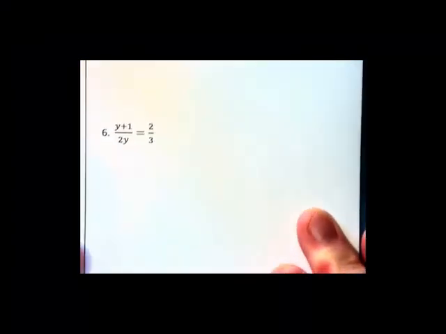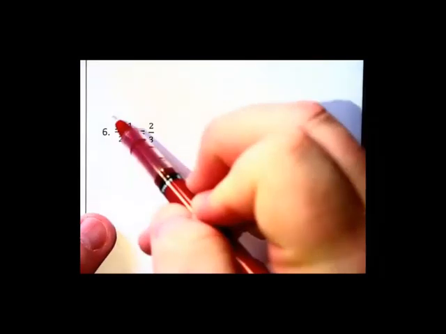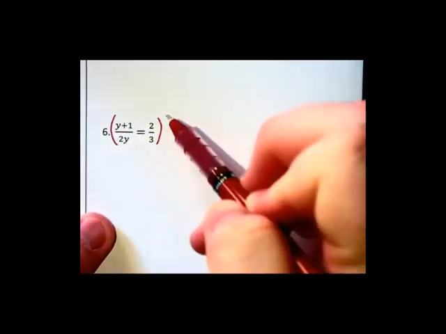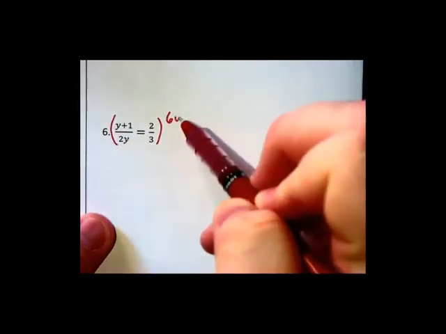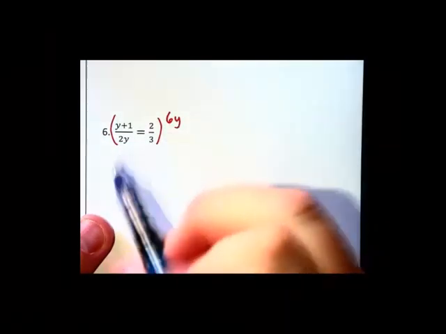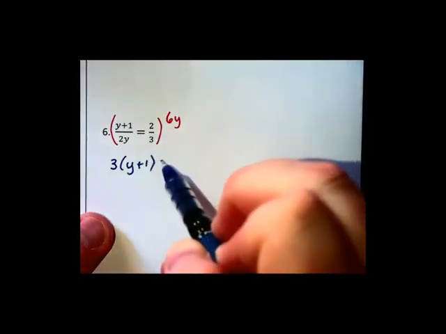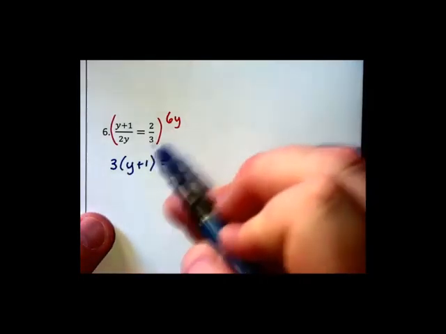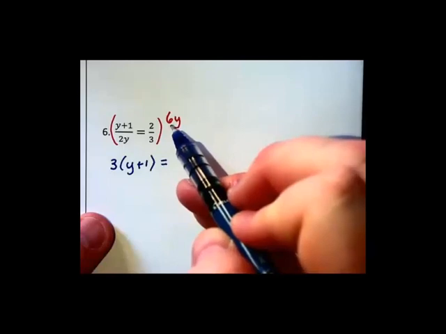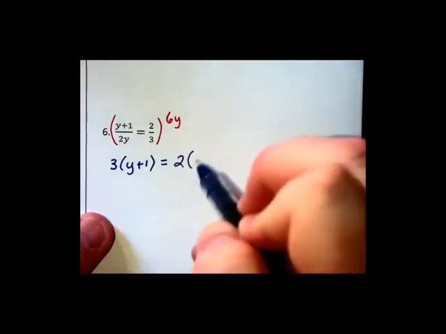Number 6. We're going to multiply through by the least common denominator, which is 6y. On the left, the 2y cancels with the 6y, leaving 3 times the y plus 1 that's already there. On the right, the 3 cancels with the 6y, making 2 times 2y.